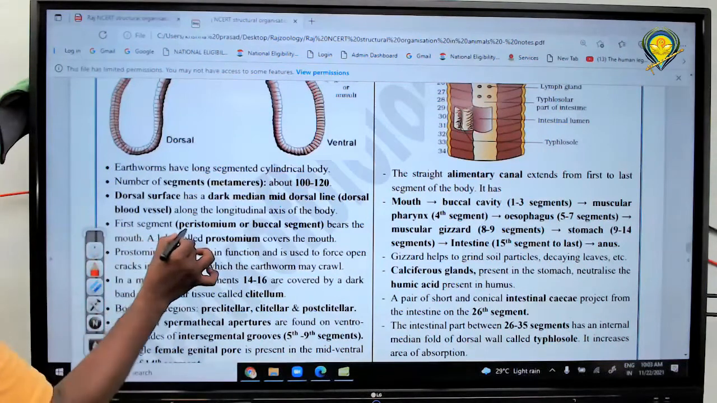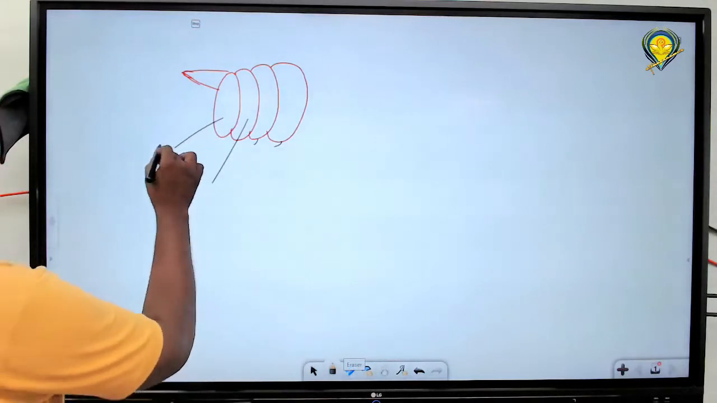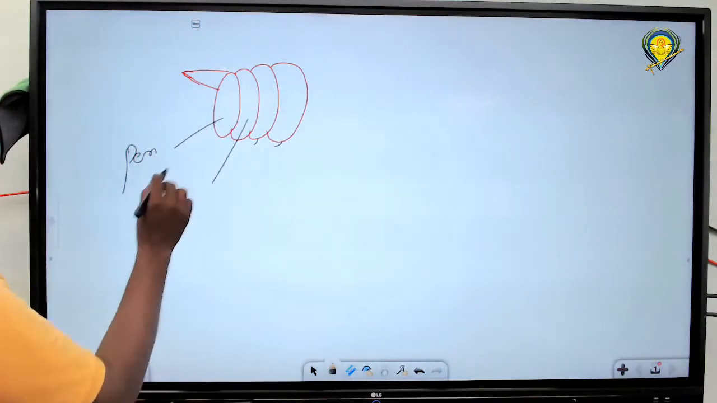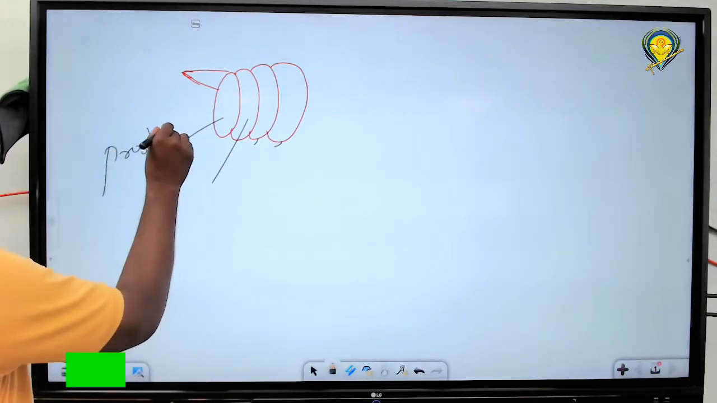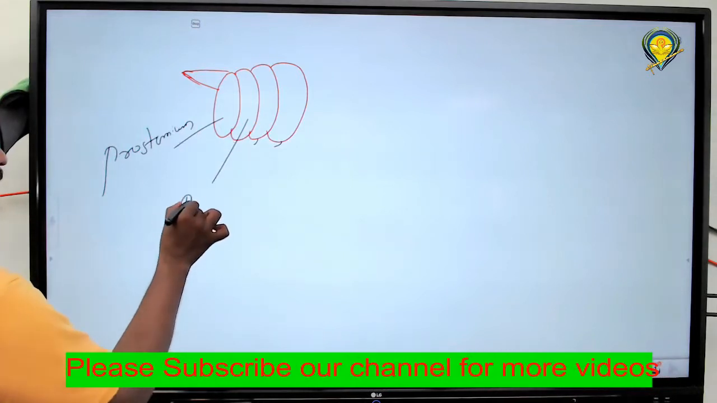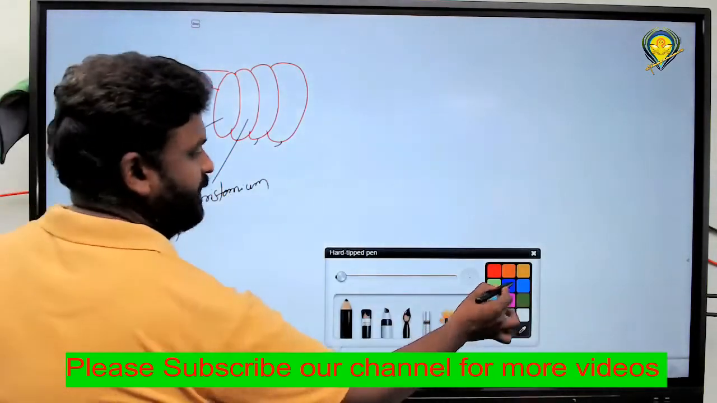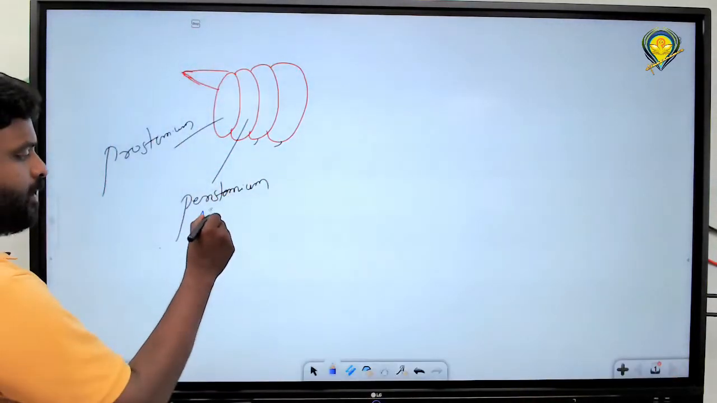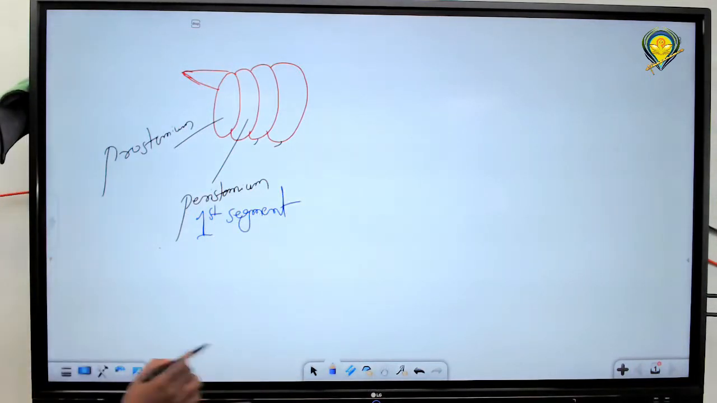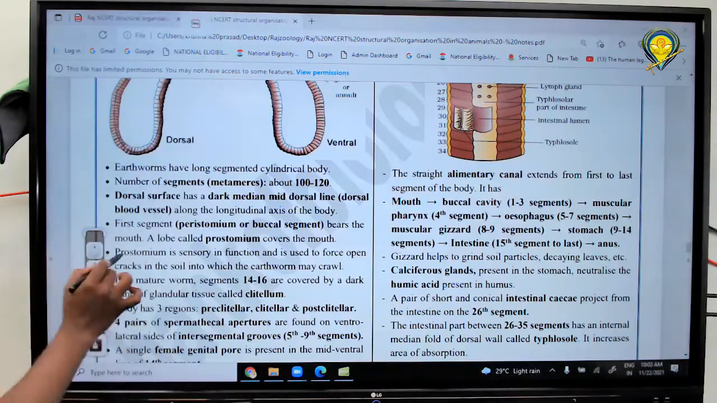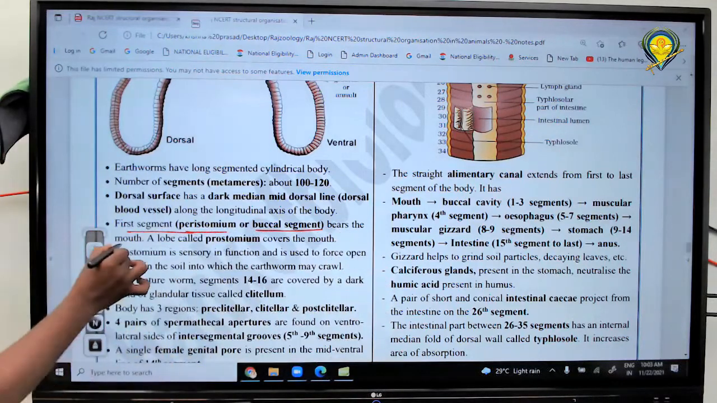I already told you now. What is the first segment? You can see it here. What is it? So it's not a peristomium, it's a prostomium. Right or wrong? And this is what? Among those two, which is the first segment? Peristomium is the first segment. Right, all of you? They are mentioning the same. You can see it here, right? So the first segment is the peristome, also called the buccal segment, which bears the mouth, right or wrong?